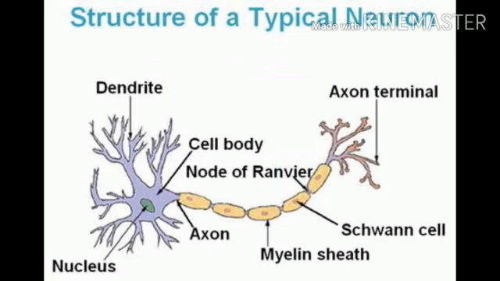And these axons, with the help of a synapse, are attached to other neurons. Those places are called synaptic knobs. These synaptic knobs release neurotransmitters. They transmit the nerve impulses from one neuron to another neuron.